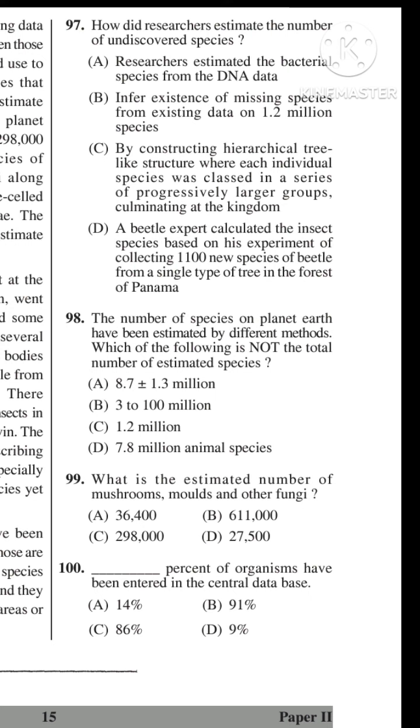So how did researchers estimate the number of undiscovered species? This is the question. So the right answer is the researchers estimated the bacterial species from the DNA data. So option A is the right answer. Then question number 98. The number of species on planet Earth have been estimated by different methods. Which of the following is not the total number of estimated species?